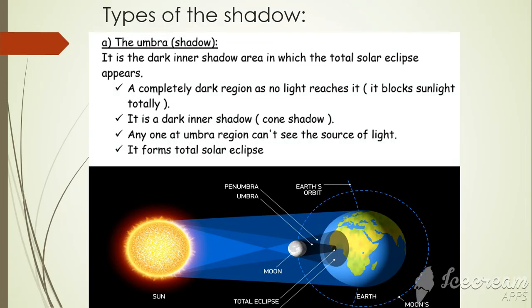Now, look at the figure. The darkest area is called the umbra shadow. Also, it's called the cone shadow. If we are in this area on Earth, this means we are in the umbra shadow, so we can see the light completely and we observe a total solar eclipse.